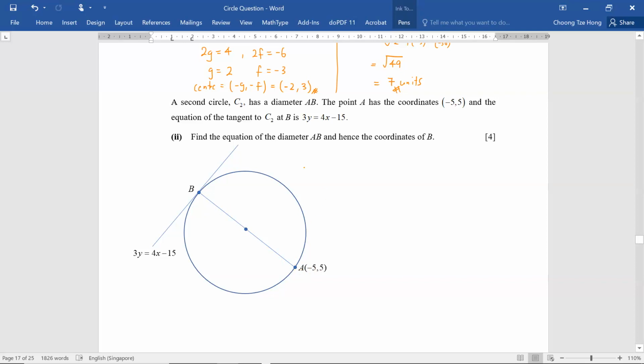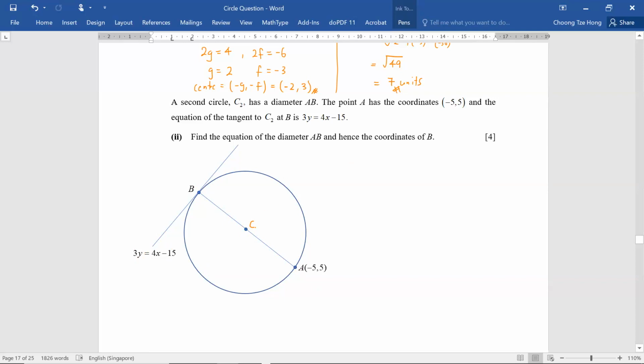One thing you need to note is that any diameter of a circle will definitely pass through the center of the circle. This is something fundamental that you will need to know about circles. Any diameter that you draw in a circle has to pass through the center. If it doesn't pass through the center, then it will just be a normal chord and not a diameter. It will be shorter than the diameter. The other end of the diameter is B, and passing through B, you have a tangent with the equation 3y equals 4x minus 15.